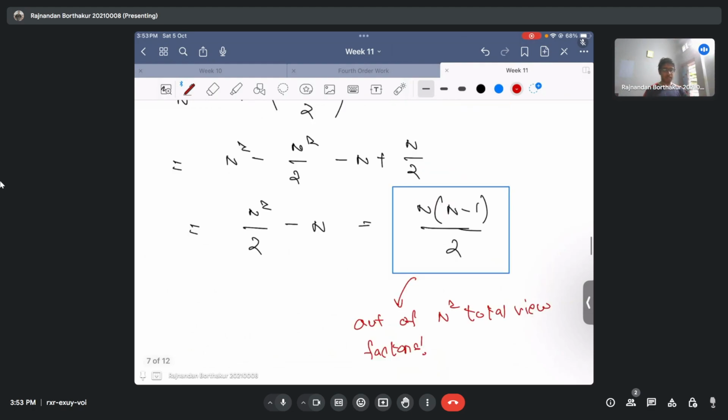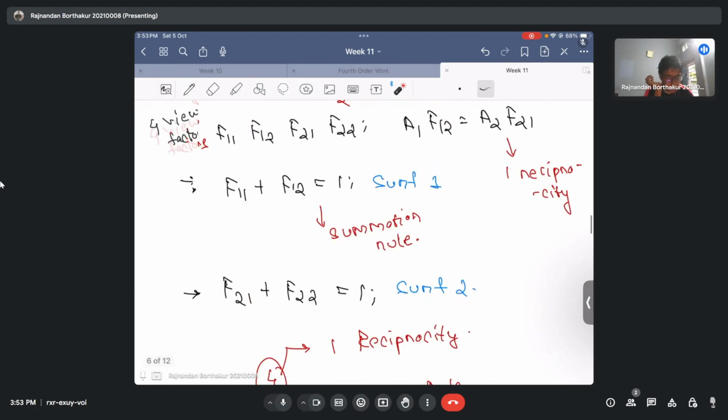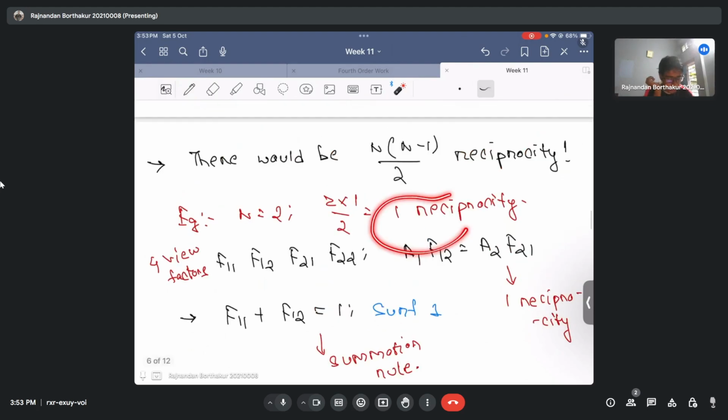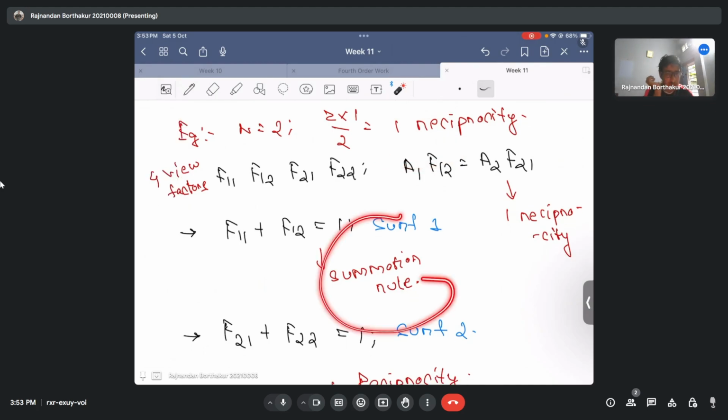I'll wait here for a couple of minutes. If you have any questions, you can ask here. For a simplified form, you can always verify by taking n equal to 2 and seeing how many reciprocity relations and how many summation rules you will get from here.